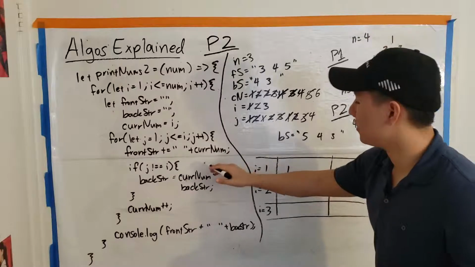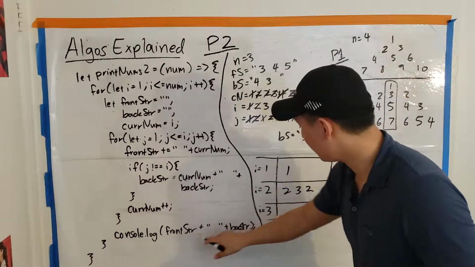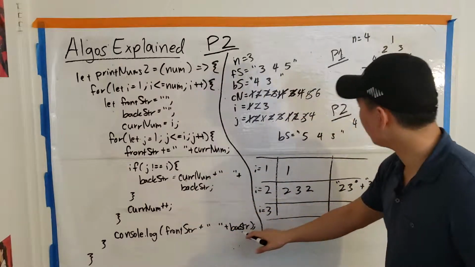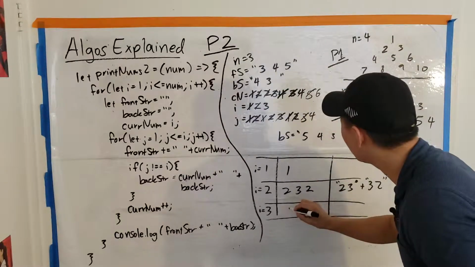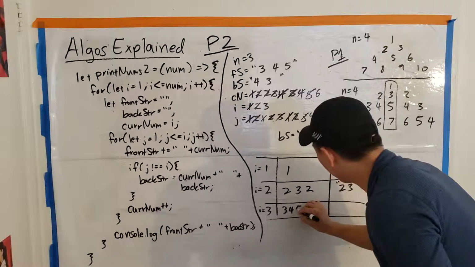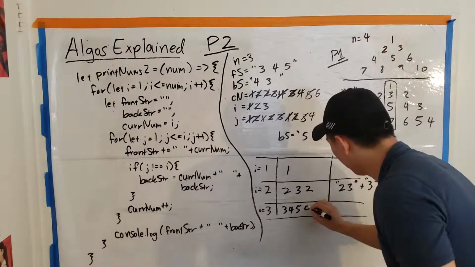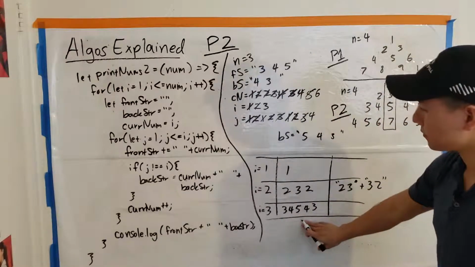and at this point 4 is not less than or equal to the I, so we come out. Console log this one, front string plus space plus back string. So that's our front string, that's our back string. Let's add that. 3, 4, 5, 4, 3. That looks good.